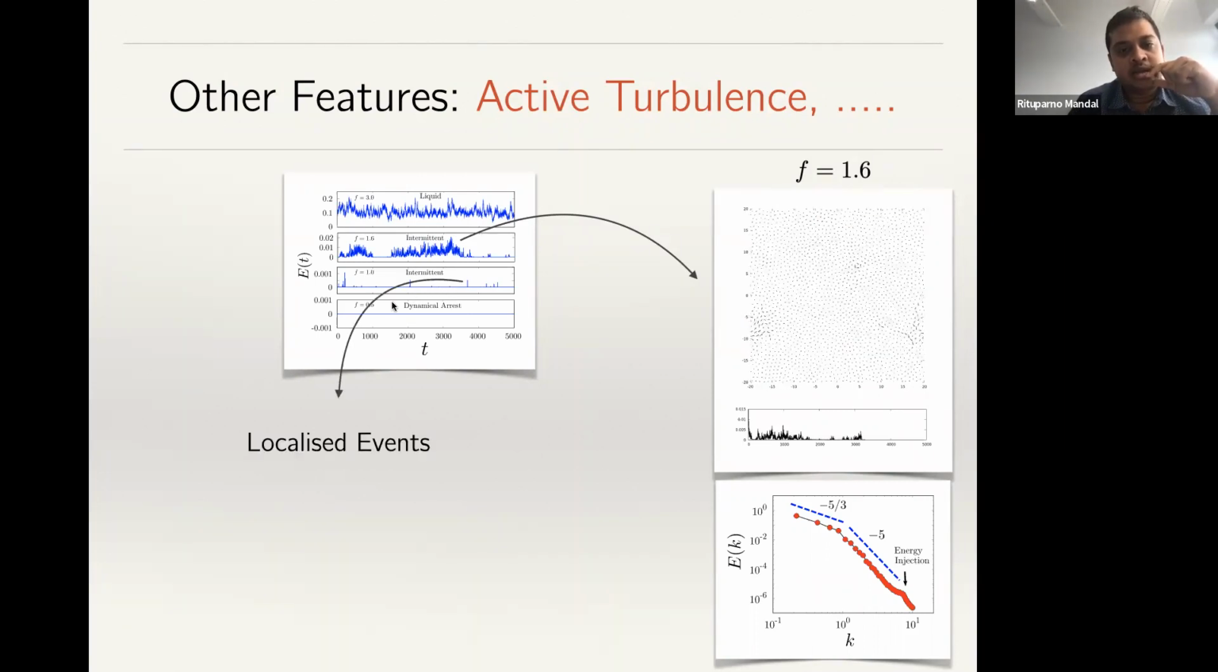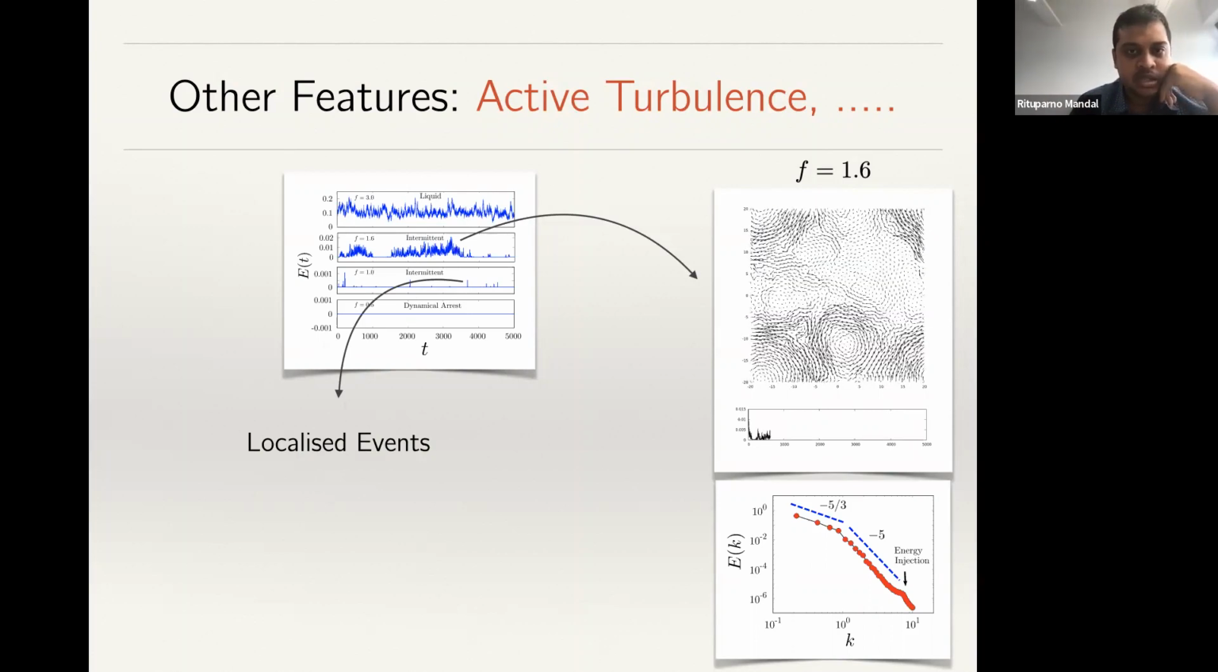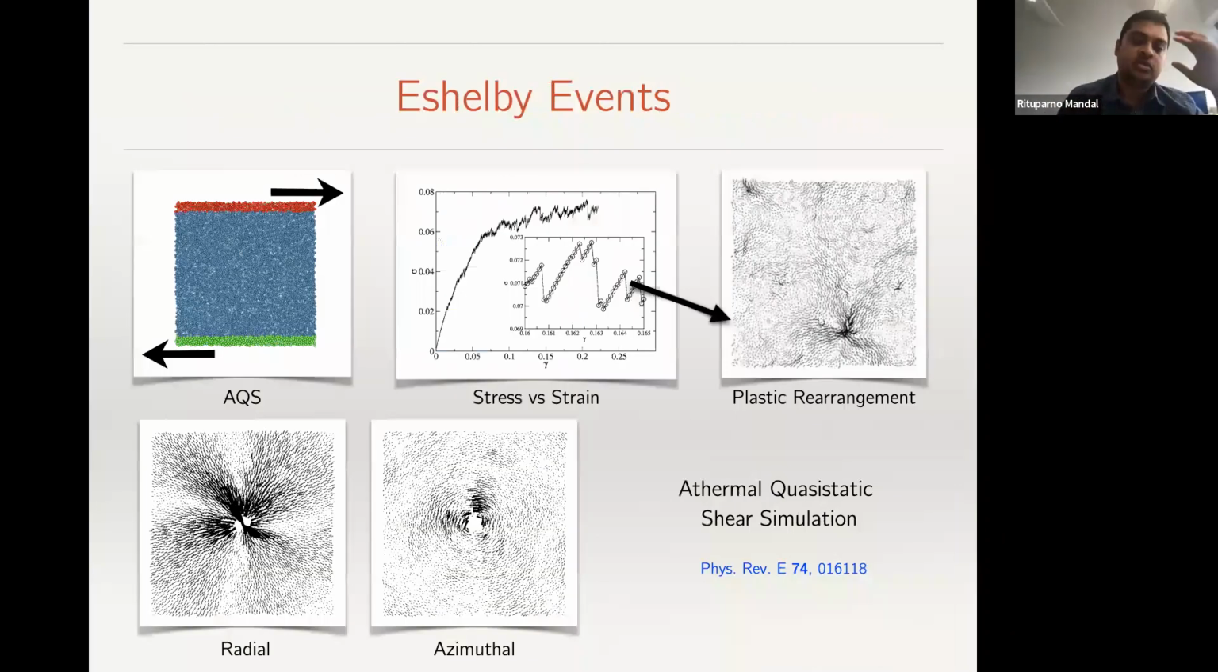So we wanted to understand what the system is doing during these sharp events. And essentially they are like SLB events that you see in sheared amorphous material. If you take a glassy or amorphous material and shear it very slowly, this is known as athermal quasi-static shear. You see that the stress-strain plot looks like this, right? The stress increases as you strain the system, but there are these drops. The stress builds up, and then there are plastic rearrangements happening during these drops.